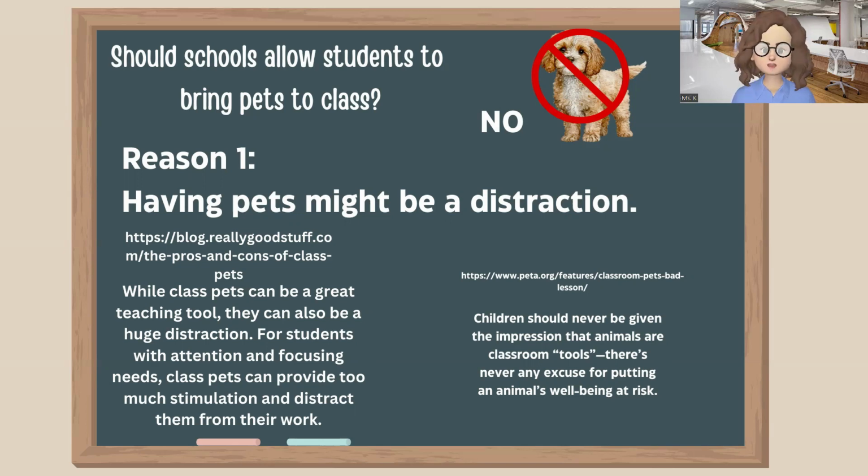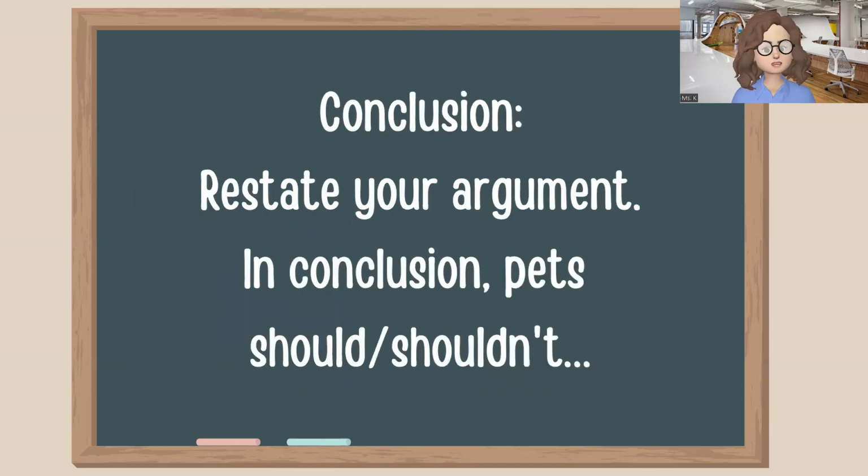Now that you have all of your reasons and you've done a lot of research, now at the very end, you're going to wrap it up with your conclusion. Your conclusion is going to be your final paragraph where you restate your argument. So if I chose yes, pets should be in the classroom, I would say, in conclusion, pets should be allowed in the classroom. If I chose no, I would restate my argument. In conclusion, pets shouldn't be allowed in the classroom. That's just a good example and starter sentence to conclude and wrap up all your findings with a nice little bow.